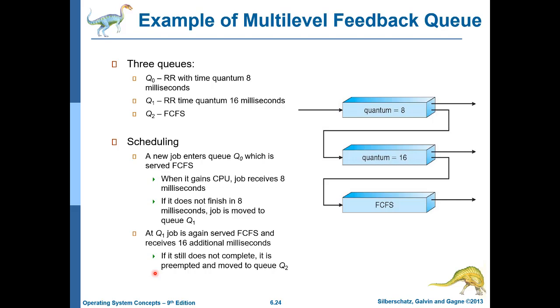Similarly here, if this process finishes within 16 quantum, it will go out, it will finish. Otherwise, it will become a part of the last queue, which is the first come first serve, and it will wait for its turn, and then it will complete its execution in this queue. So that was the end of the different scheduling algorithms.